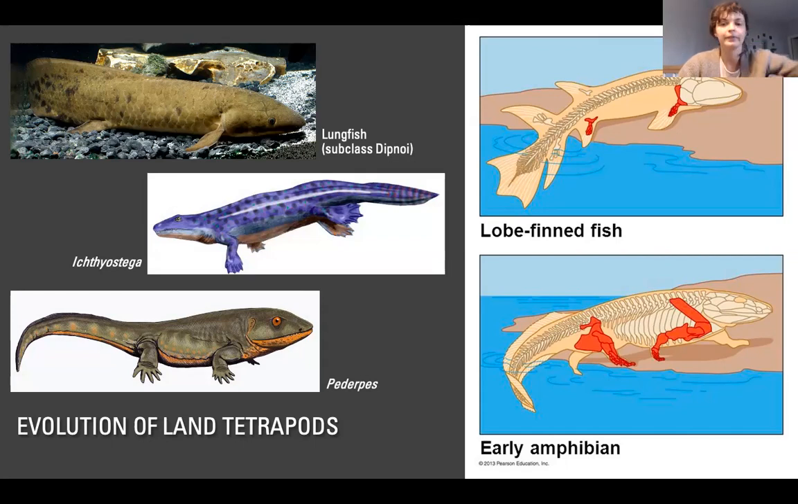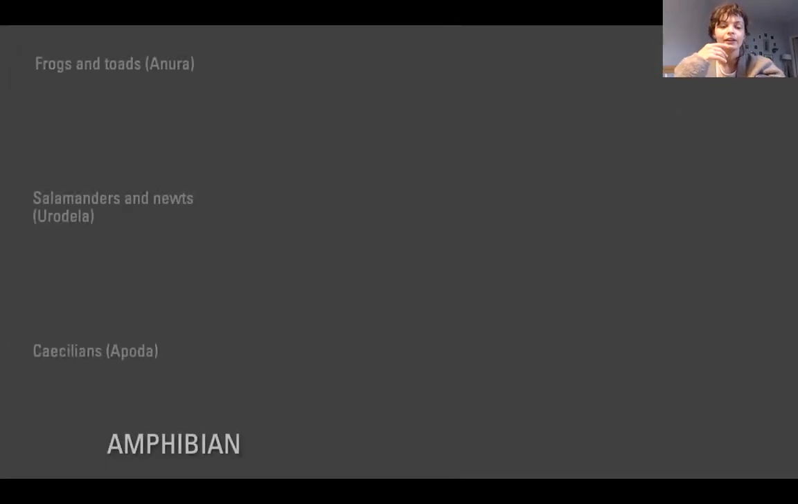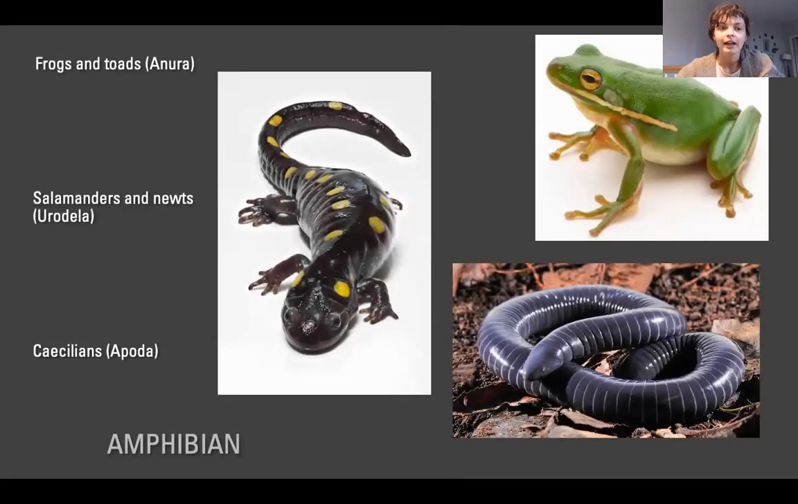In amphibians, there are 3 main groups of animals. You have the frogs, and toads in the same group. You have salamanders and newts, which are these cuties on the left. And then you have the caecilians, which are these long, legless animals. So these are all the amphibians that exist.